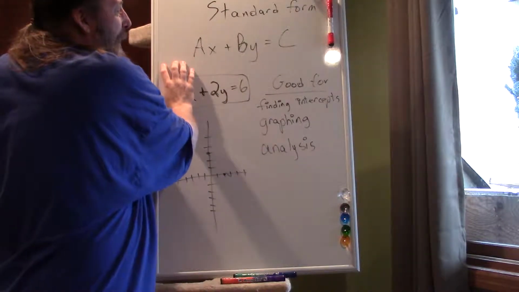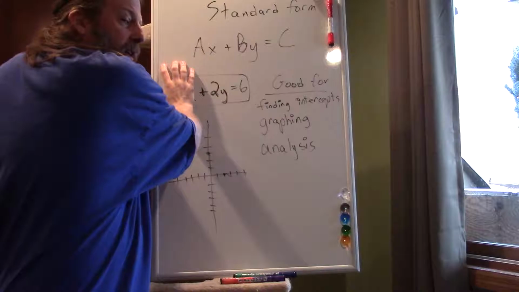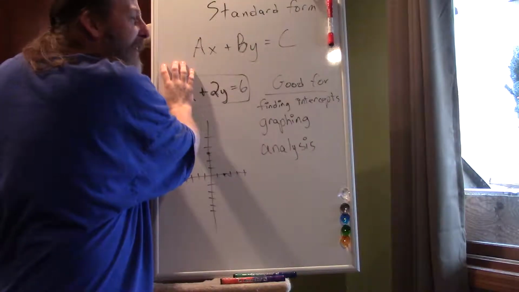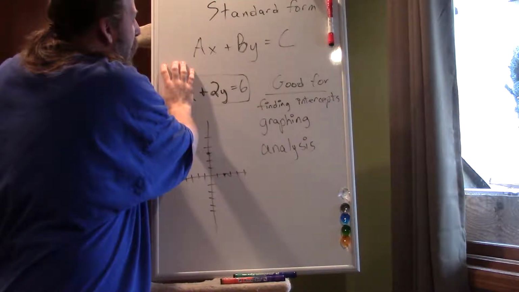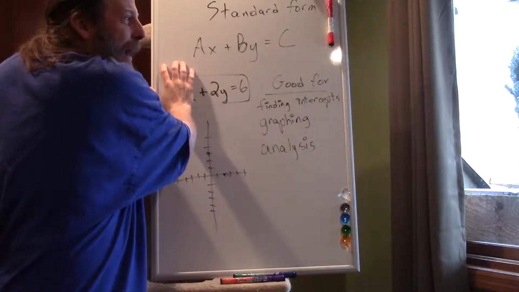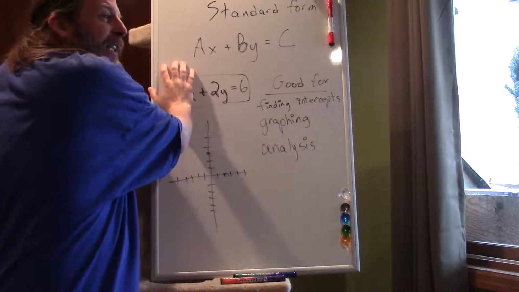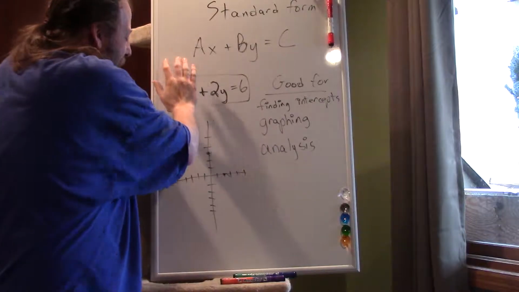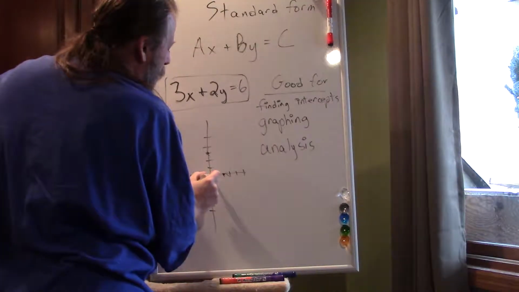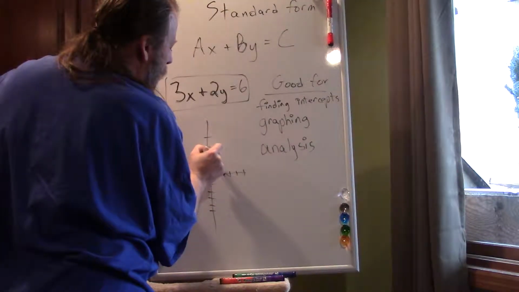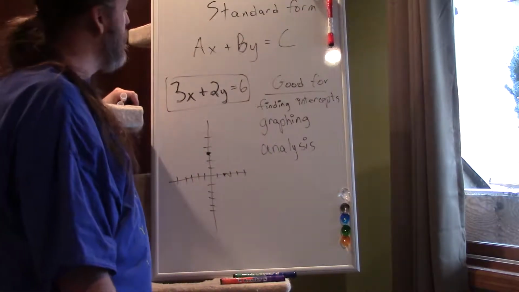When x is 0, we have 2y equals 6. If we divide both sides by 2, we get 6 over 2, which is 3. So our y-intercept happens when x is 0, and y is 3. So we're going to come up here to 1, 2, 3 on the y-axis and put our dot there.